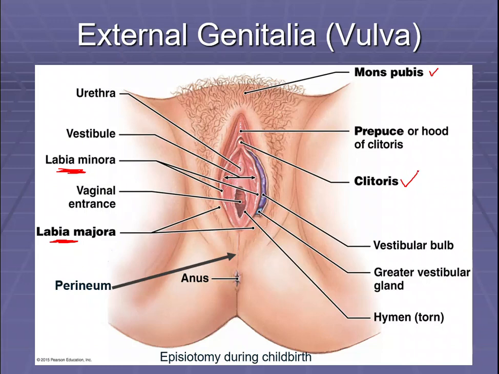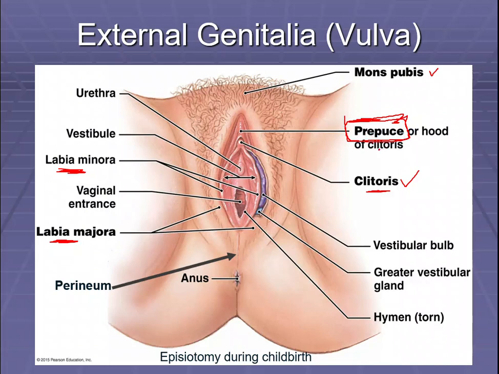The clitoris itself is actually a sensory organ for the female reproductive system. It is homologous to the penis, so it does have some erectile tissues. Okay? It is covered by a layer of skin, or you can say tissue, known as the prepuce. The prepuce is the hood of the clitoris.